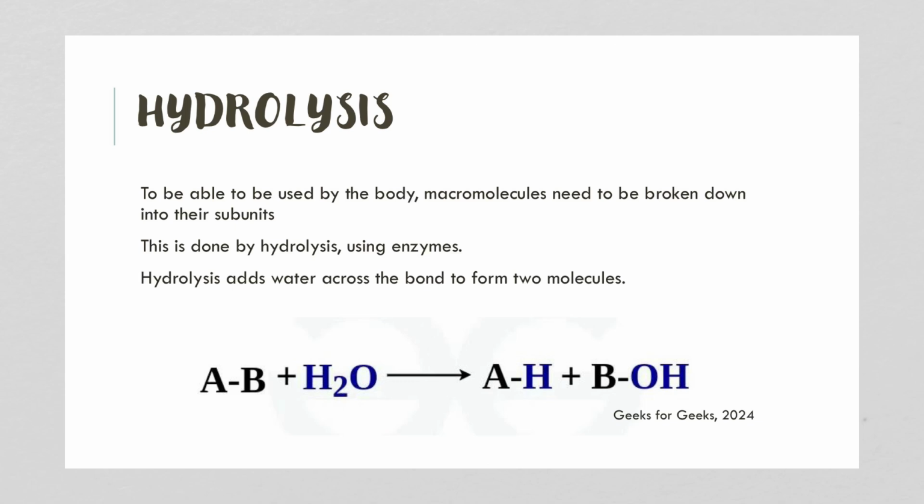So there'll be some condensation formed when these 2 molecules condense or build together. However, to be able to be used by the body, macromolecules need to be broken back down into their subunits and then acted on by enzymes. These reactions are done by hydrolysis, and again, enzymes are responsible for this. And hydrolysis adds water across the bond to form 2 molecules. And you can see that in the reaction below. So AB plus water makes AH and BOH. So the water splits the bond and then reforms with the hydroxide and the hydrogen.